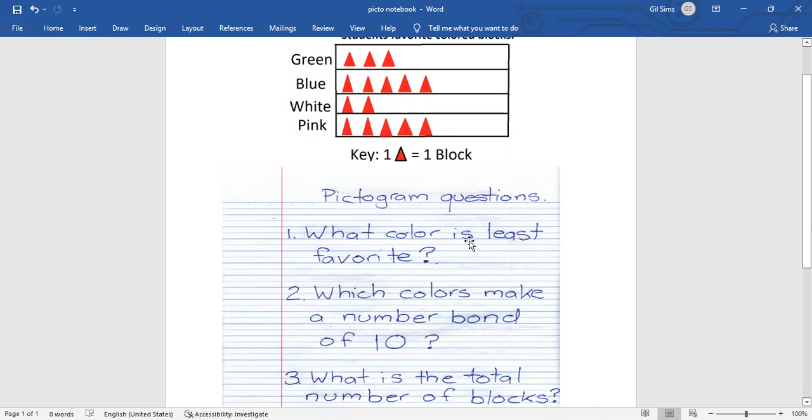What colour is least favourite? What colour is least favourite? That's the one that nobody likes the most. The least. Two. So the least is white. Writing white for homework.